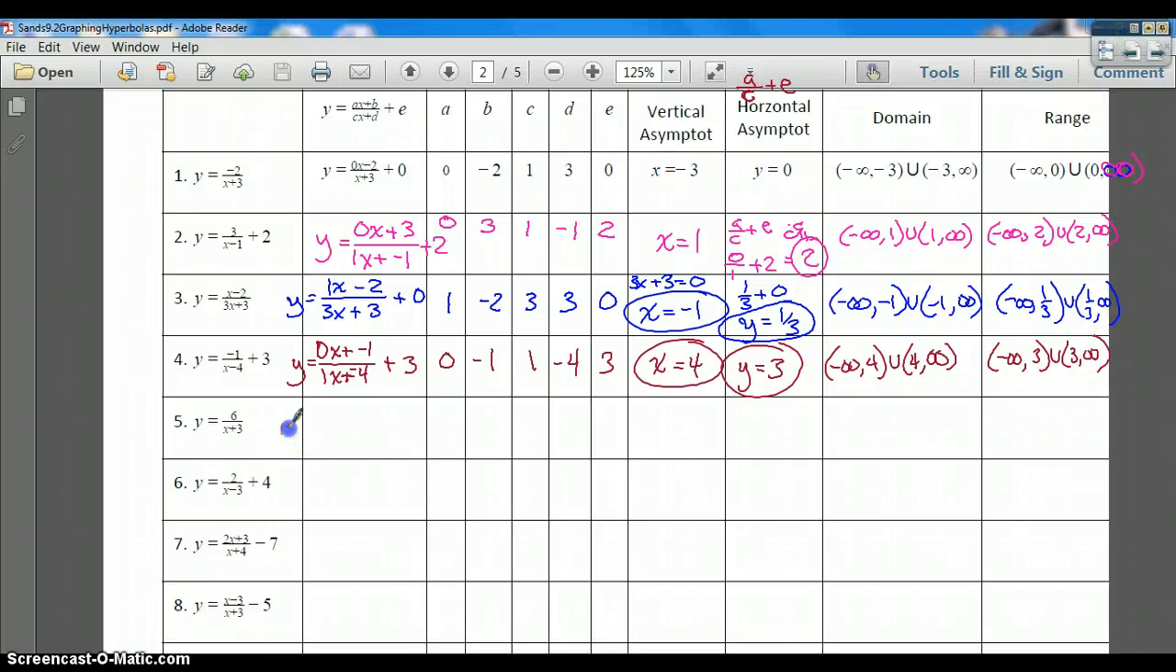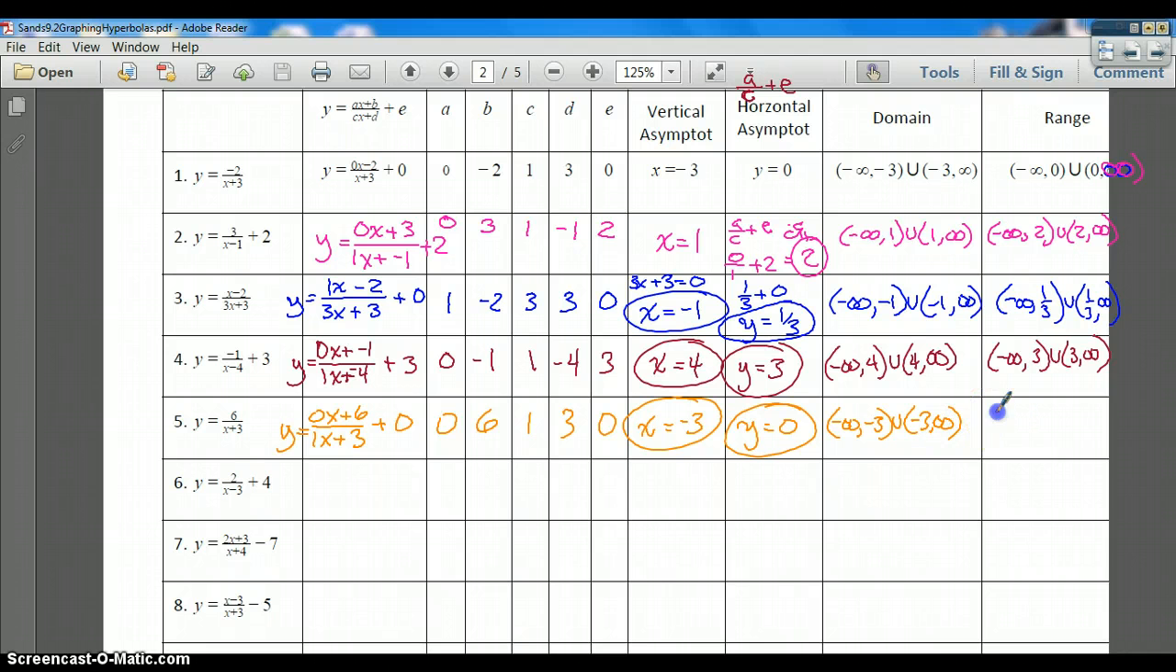So this one here, y equals (0x plus 6) over (1x plus 3) plus 0. A is 0, B is 6, C is 1, D is 3, E is 0. Domain would be x equals negative 3, that won't work. The horizontal asymptote will be 0 over 1 plus 0, so this is y equals 0. So this is going to be negative infinity to negative 3, up from negative 3 to infinity.